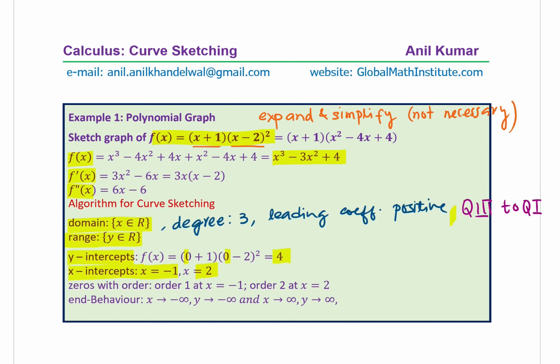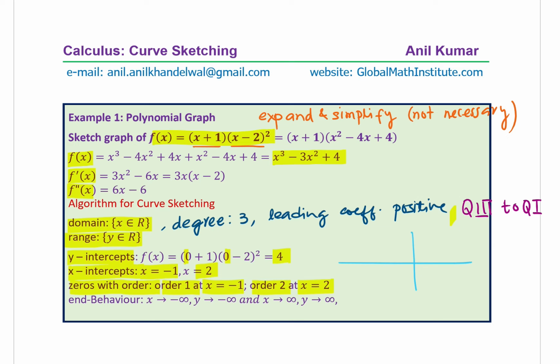Now from here, we know this particular zero is linear at minus 1, and at 2, it is of order 2, like a quadratic function. It will turn at that particular point, right? So we are saying that as far as the zeros are concerned, the order is 1 at x equals minus 1, but the order is 2 at x equals 2, right? So order makes a difference.